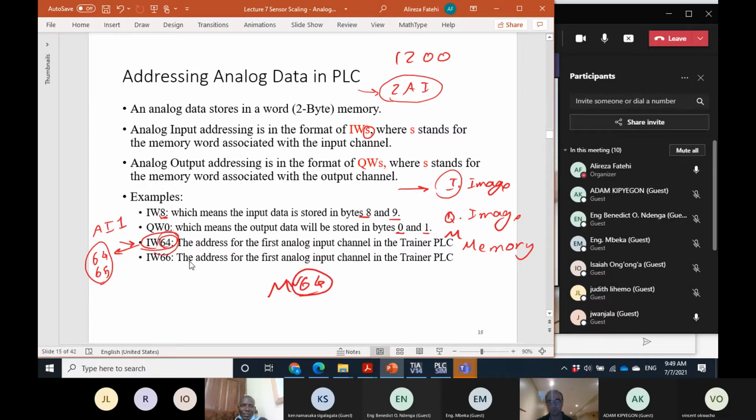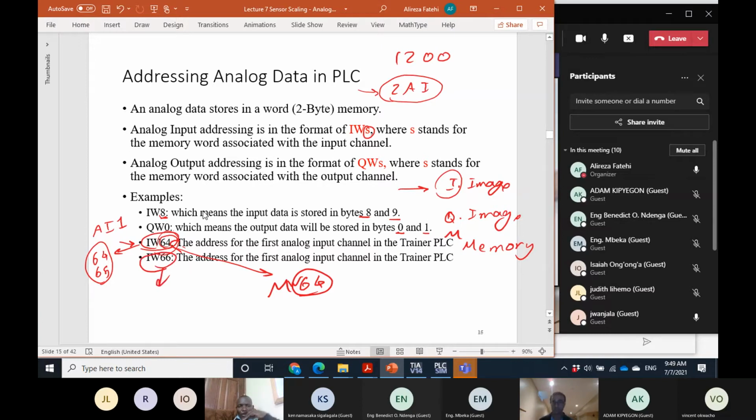There's not any conflict between them, because although both numbers are 64, this one is byte number 64 in the input image memory section, but this one is 64 in the bit memory section, so there's not any conflict. For analog input number 1, it is input word 64, and for analog input number 2, it is 66.